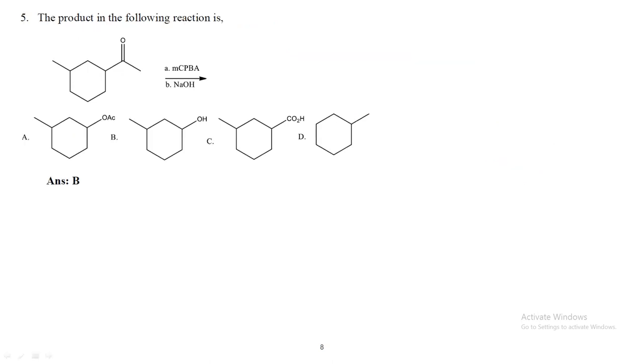And this is our next problem. So MCPBA, you can see MCPBA and this type of keto, it is nothing but Baeyer-Villiger oxidation reaction. So let's start this problem.